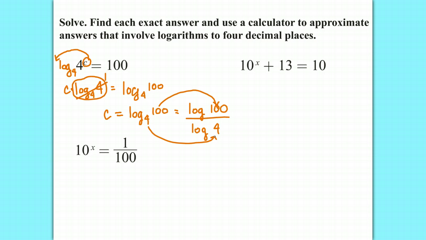So there are a few steps to get there, but once you get the hang of it and do a few of these, it's not too bad. So the final answer is, and it does say to round to 4 decimal places, so 3.3219.